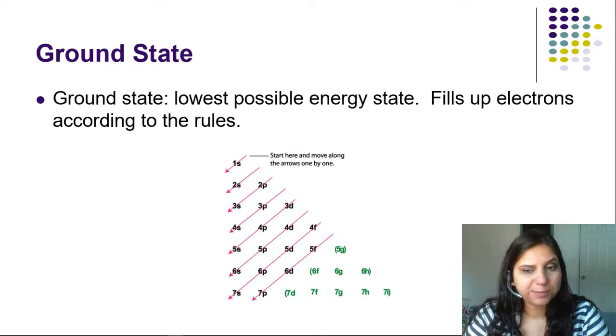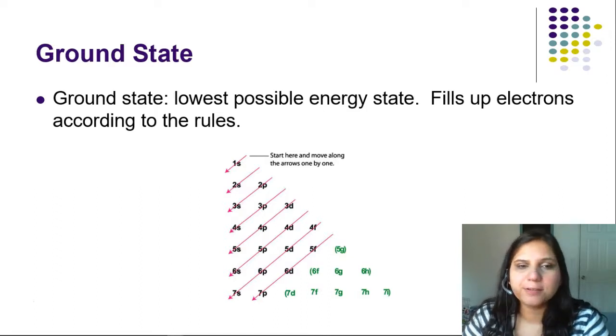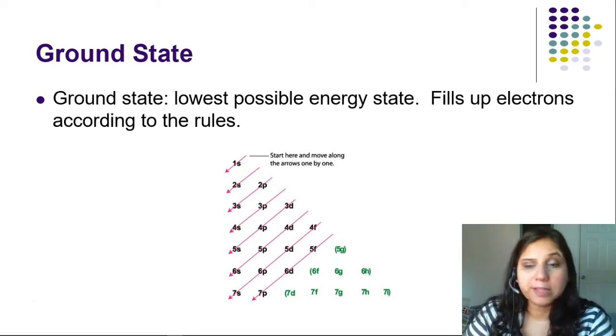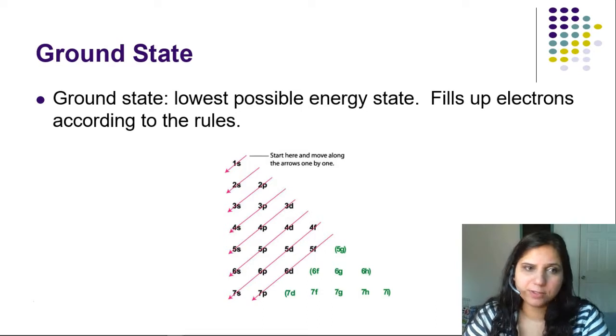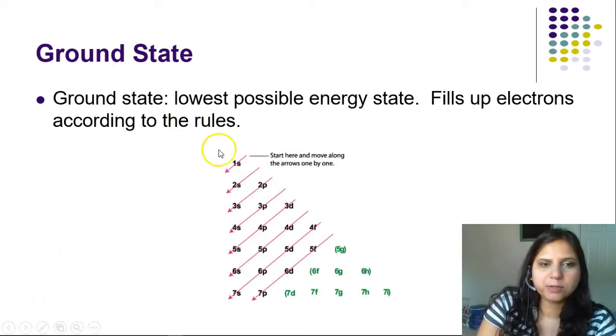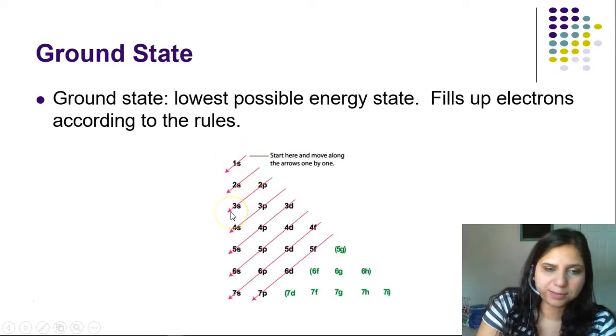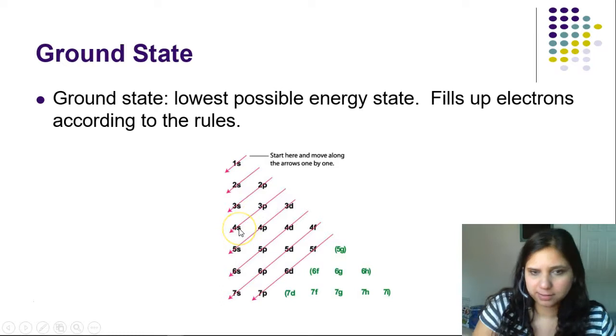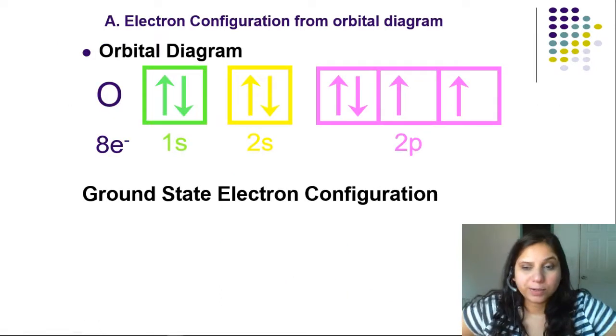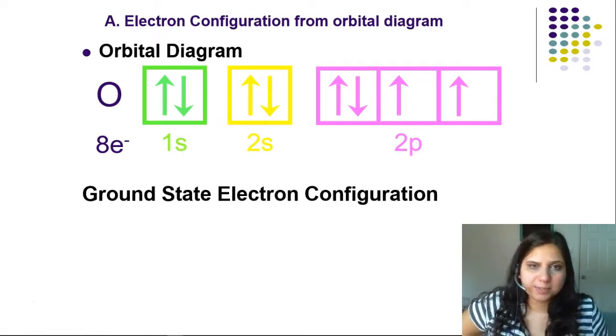Alright, so last time we spoke about the Aufbau principle and how electrons are filled in the lowest possible energy levels first. We call this their ground state. So it fills up according to those rules, starting in the 1s orbital, then the 2s orbital, the 2p, 3s orbital, and then we move on to the 3p, skip 3d, and move into the 4s. Alright, so we drew orbital diagrams.